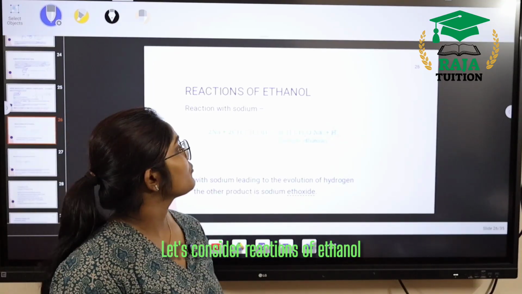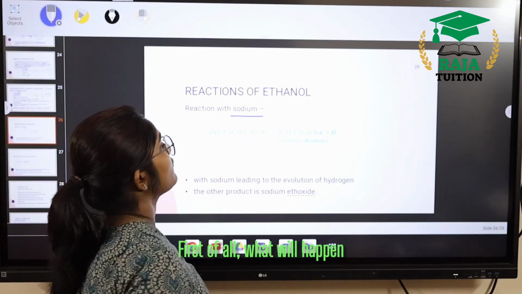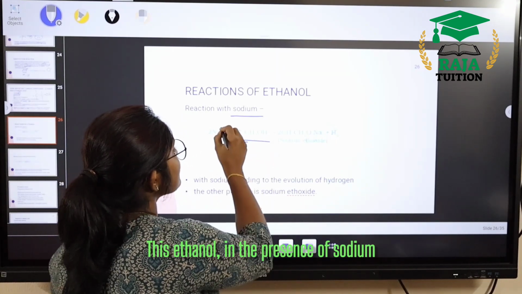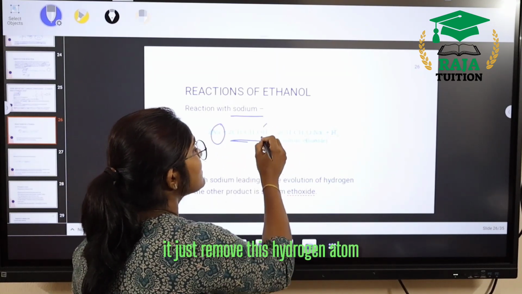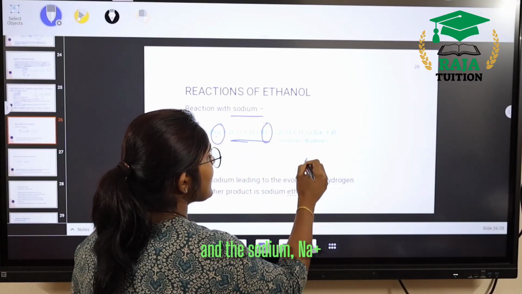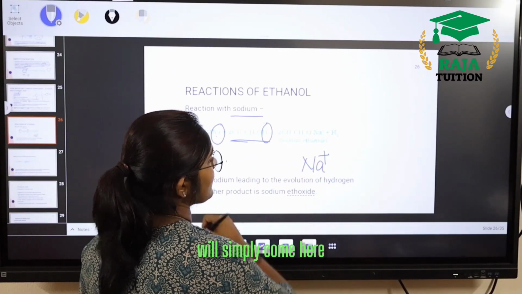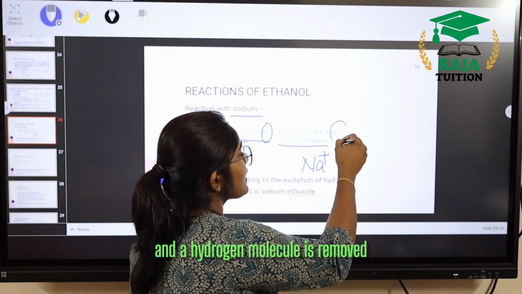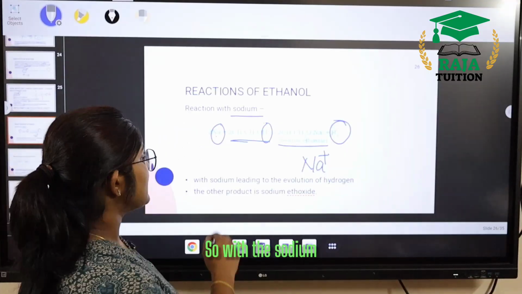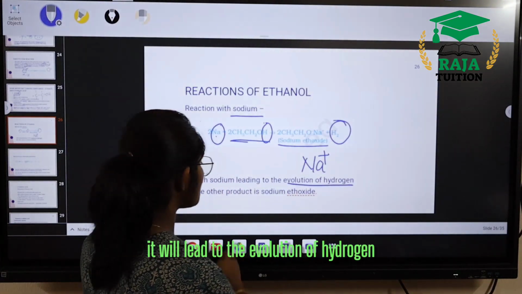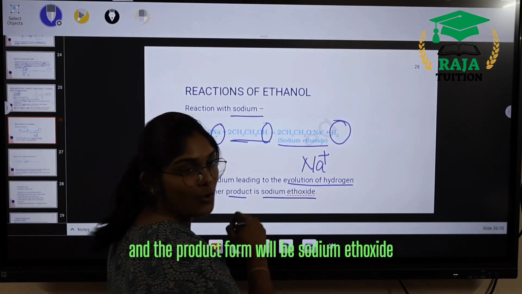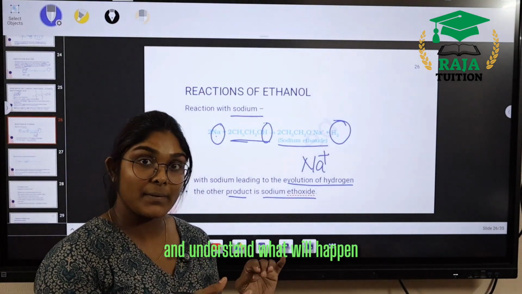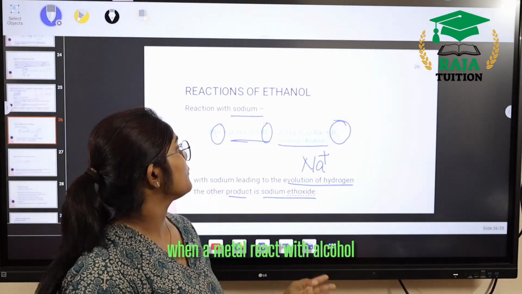Let's consider the reactions of ethanol. First of all, what will happen when it reacts with sodium? This ethanol, in the presence of sodium, loses this hydrogen atom and the sodium Na plus simply comes here. So the compound will be sodium ethoxide and hydrogen is released. So with sodium it leads to the evolution of hydrogen and the product formed is sodium ethoxide. You simply have to go through these reactions and understand what happens when a metal reacts with alcohol. Okay.